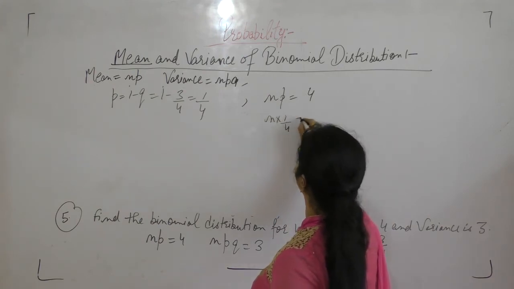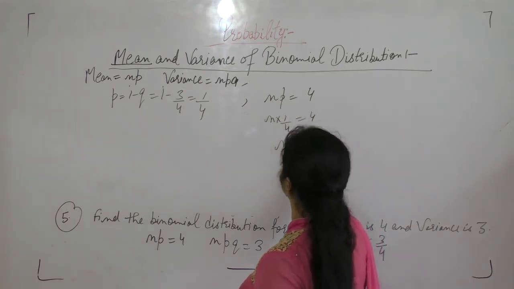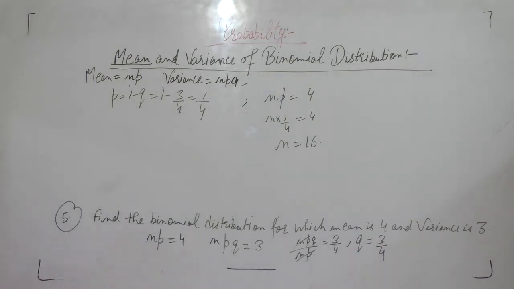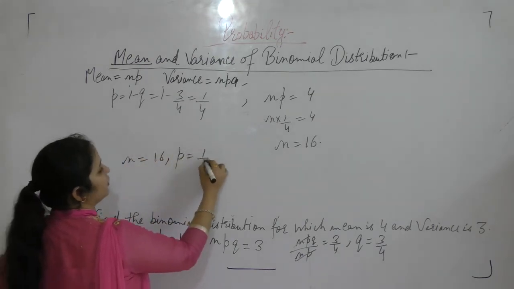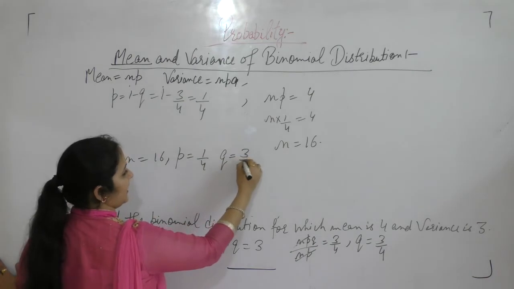p is 1 by 4. So n is 4 into 4, that is 16. So n is 16, p is 1 by 4, q is 3 by 4.